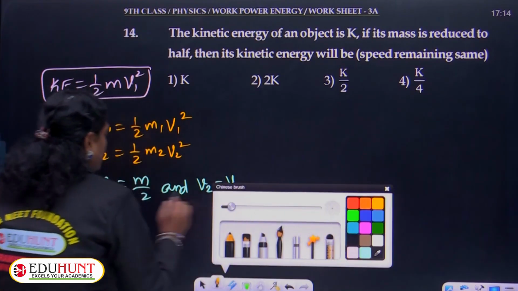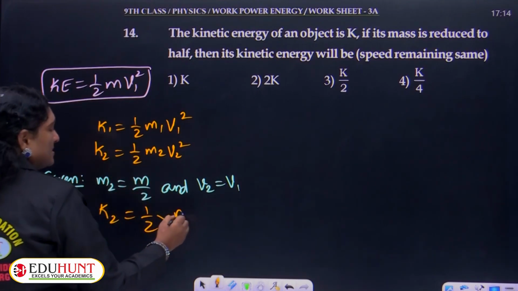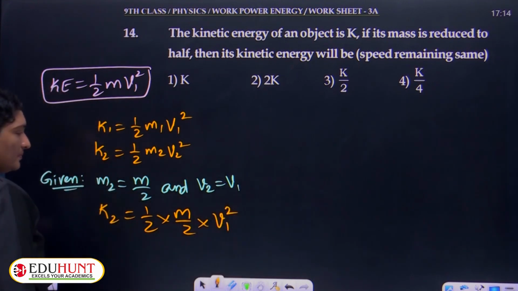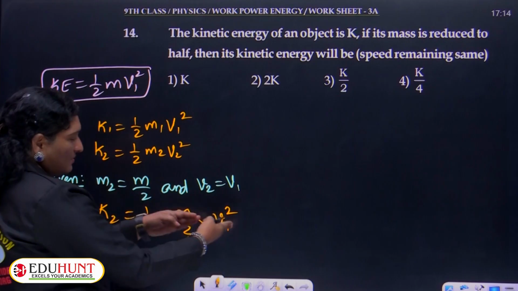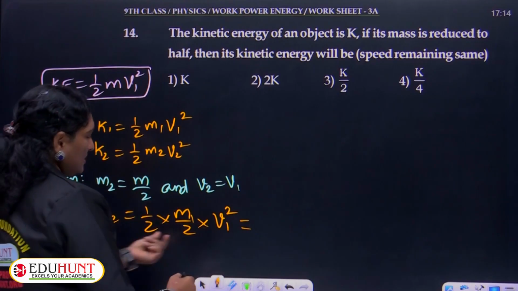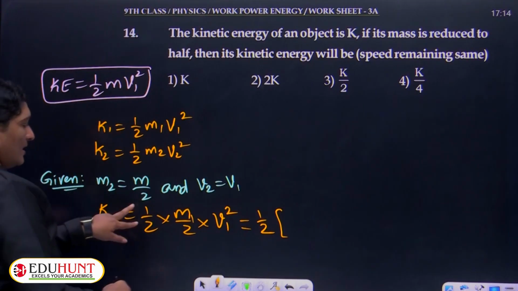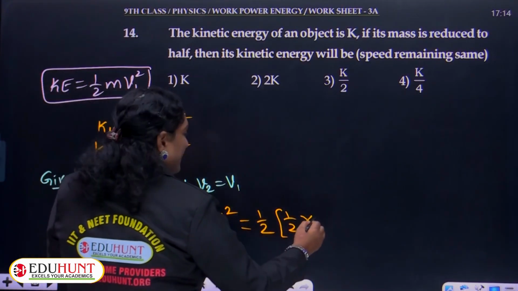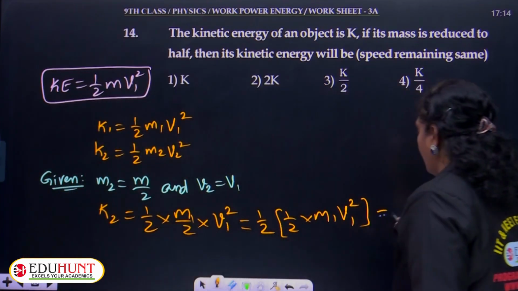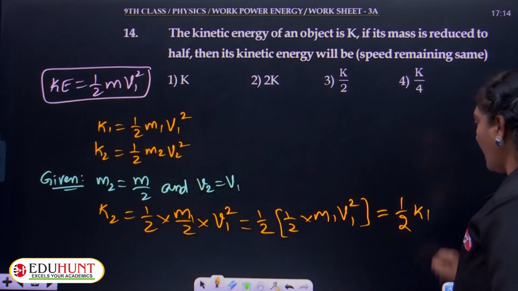Therefore, the new kinetic energy K2 equals half of, instead of M2, I replace it with M by 2, and V2 is replaced with the same V1. Here half is constant, M is constant, V1 is also constant. Only the number half, this 2, I'll bring towards the front, then you are left with half m1 v1 square. But what is half m1 v1 square? It equals K1, so half K1.